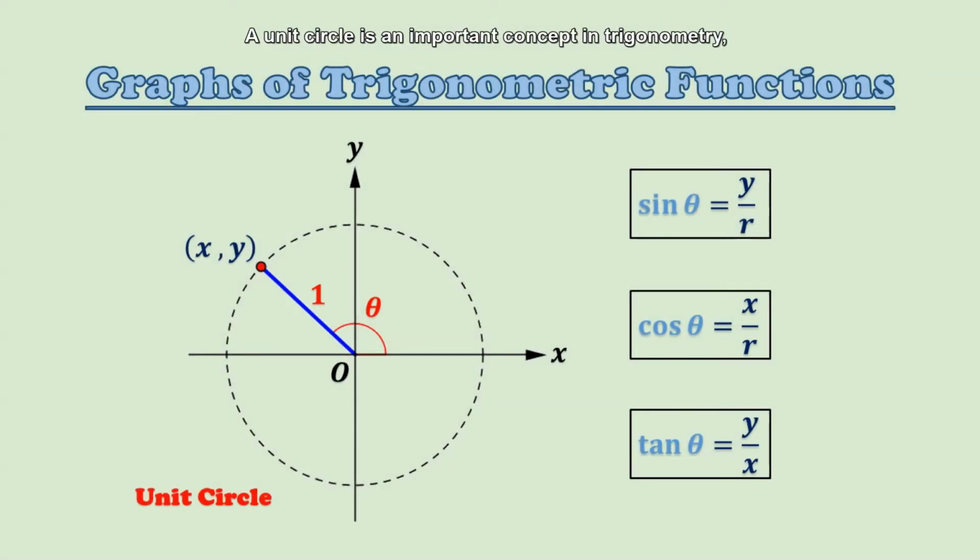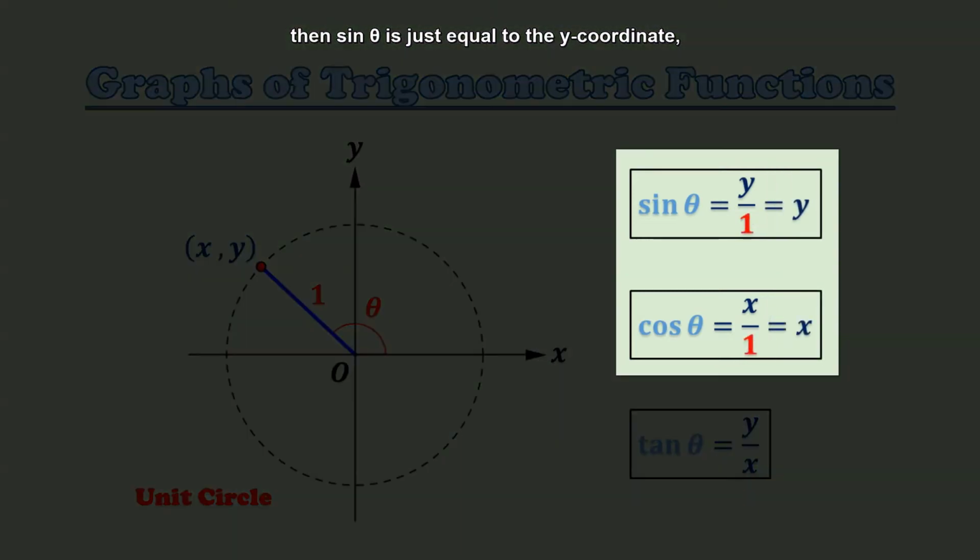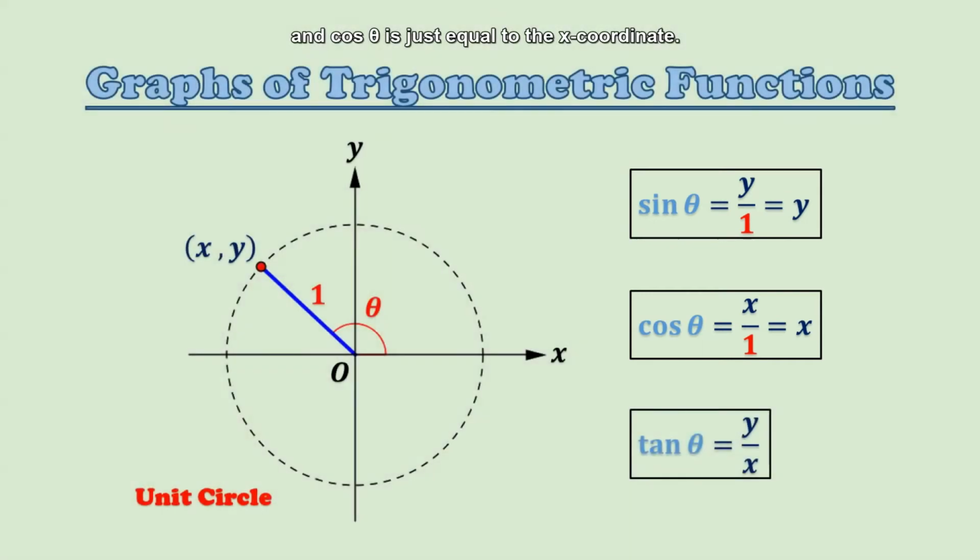A unit circle is an important concept in trigonometry, because when the radius is equal to 1, then sine theta is just equal to the y-coordinate, and cosine theta is just equal to the x-coordinate. By considering a unit circle, we can understand the graphs of trigonometric functions in a better way.